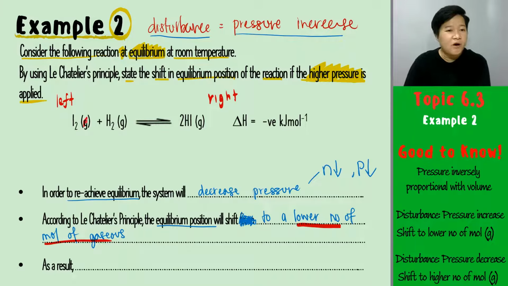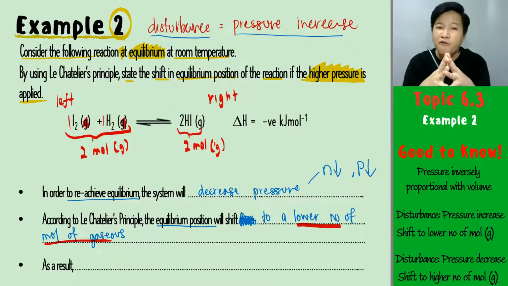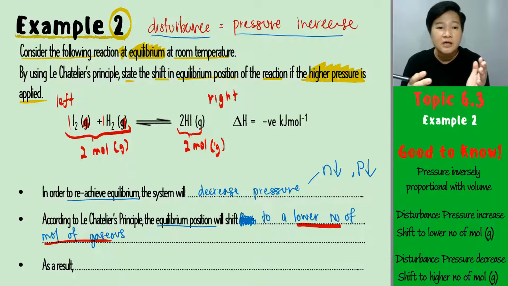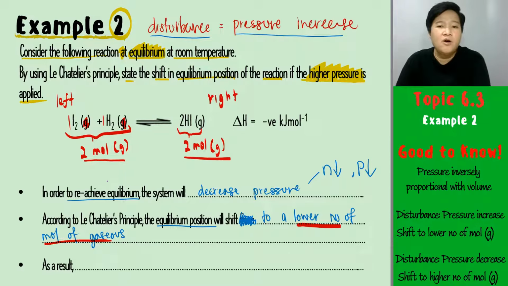Let's see. On the reactant side, I have gas. Both of them are 1. It will give rise to a total of 2 moles of gas. And then over here, you have 2 moles as well. And look at that. Do you realize something? Yes, because both your product and reactant right now have the same number of moles of gases. So what will happen when the disturbance is increasing pressure to a system that has the same number of moles of gases on the left and on the right? What do you think will happen?